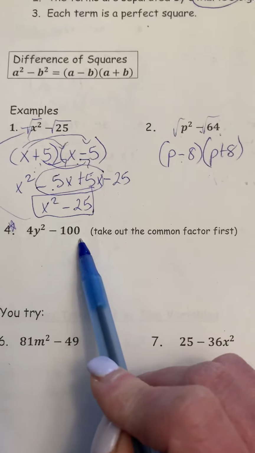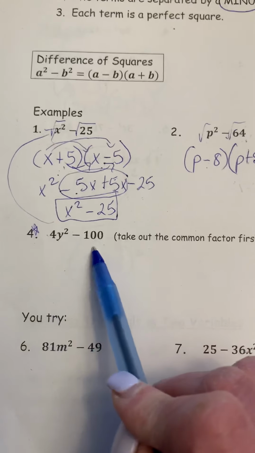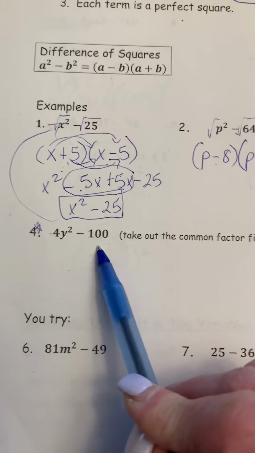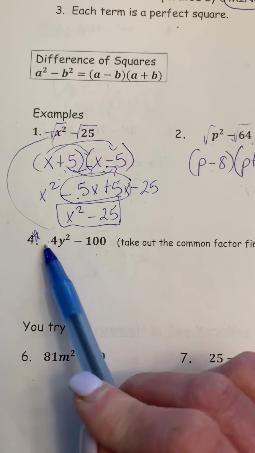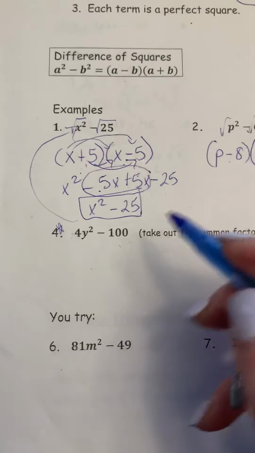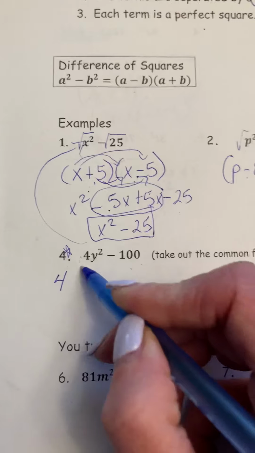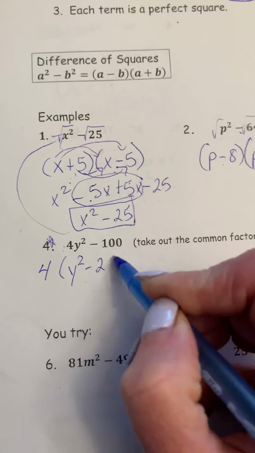Even though these are perfect squares, both of them, we can see that they're both an even number, so we needed to take out a common factor first. So the greatest common factor of 4y squared and negative 100 is a 4. And you're left with y squared minus 25.